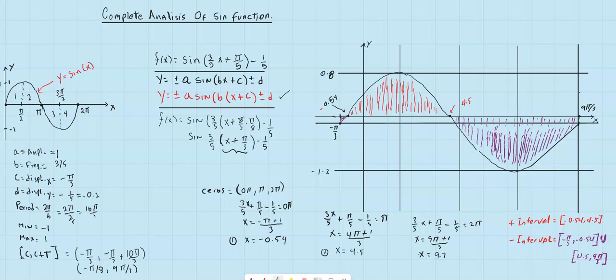This graph is neither even nor odd. You can see it right here. I'll explain this in another video, but it's neither even nor odd.